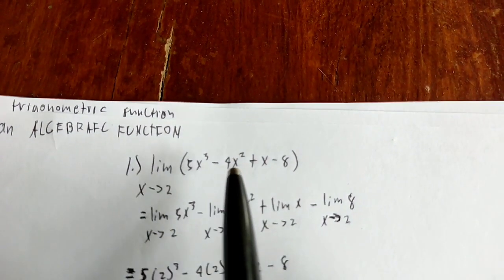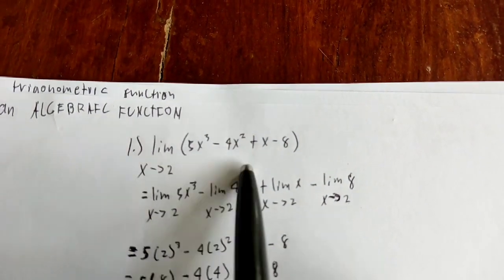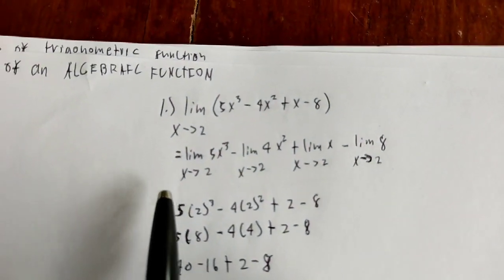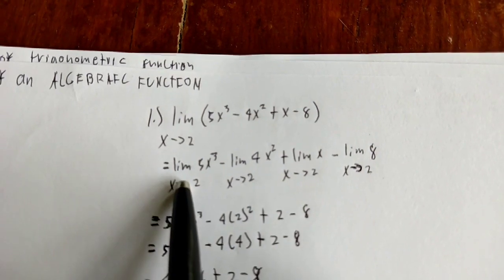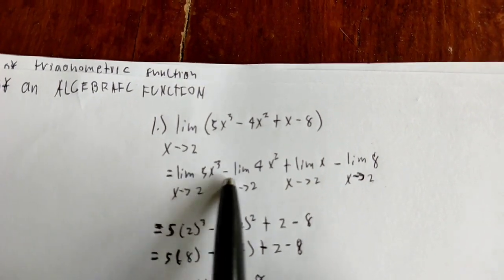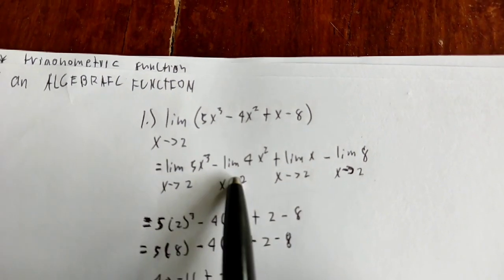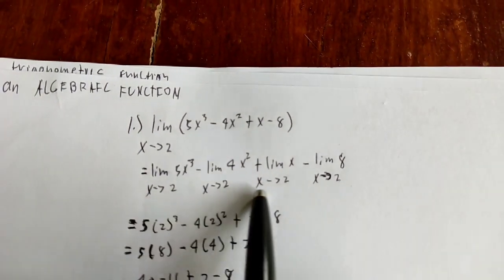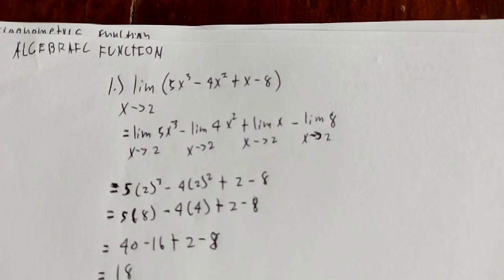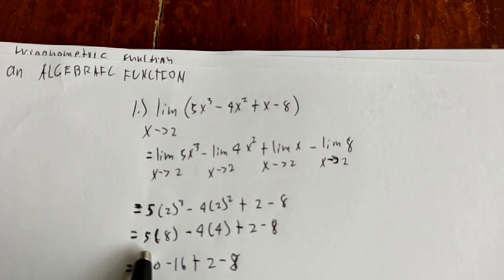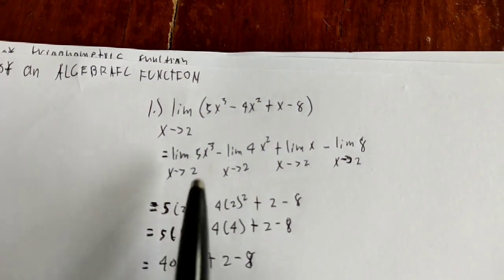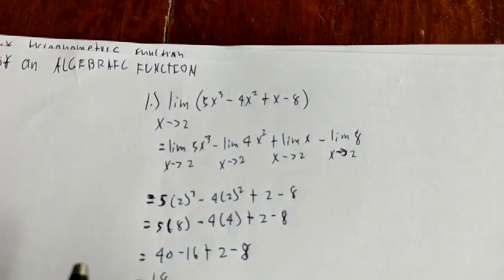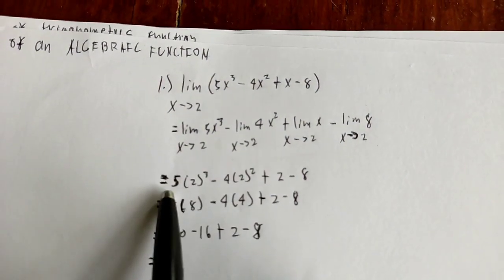But what I did was get the limit of each term first. So it goes like this. The limit of 5x cubed minus the limit of 4x squared plus the limit of x and minus the limit of 8, all of them as x approaches 2. After that, we substitute the x into all the x variables here. So that would be equal to 5.